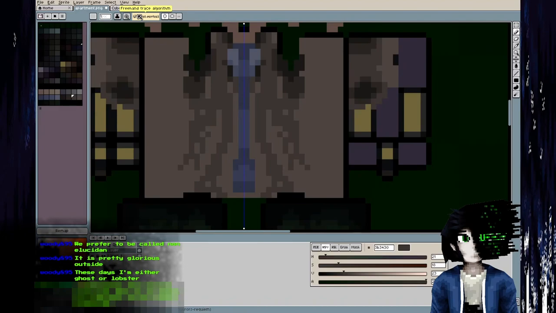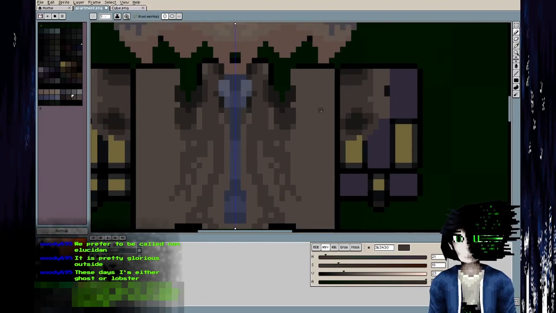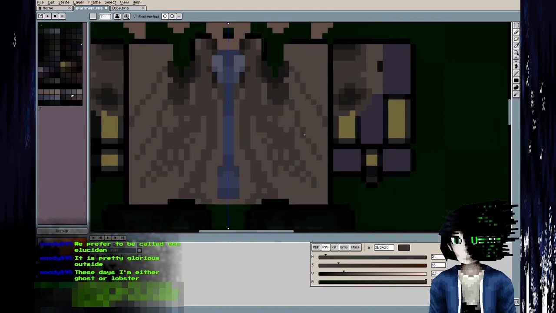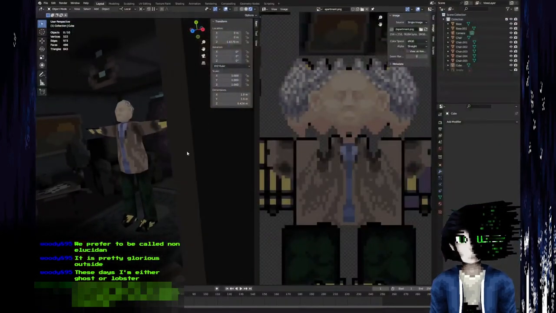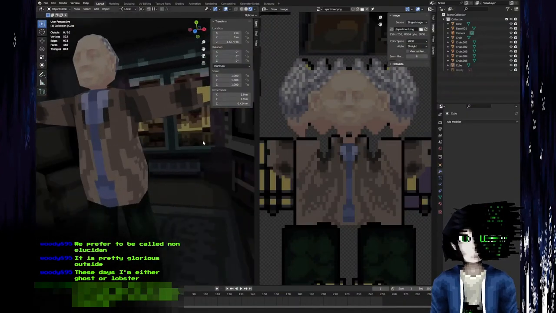I really like the pixel perfect drawing in Aceprite. It's so nice because you get a perfectly one pixel wide line no matter what you do. Such a nice feature. Well, that looks terrible.